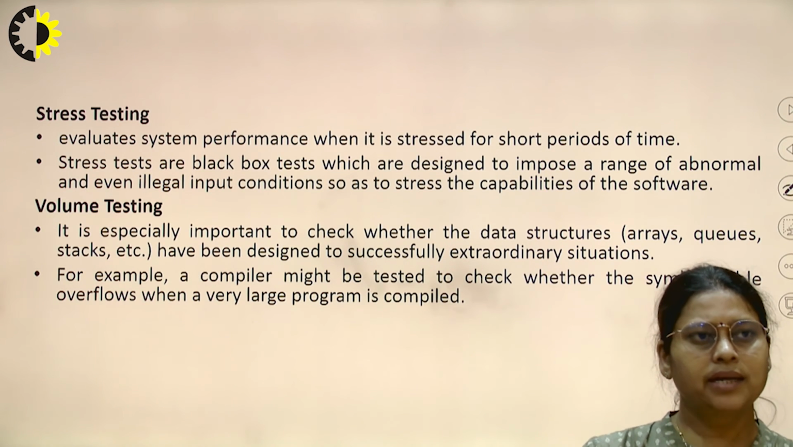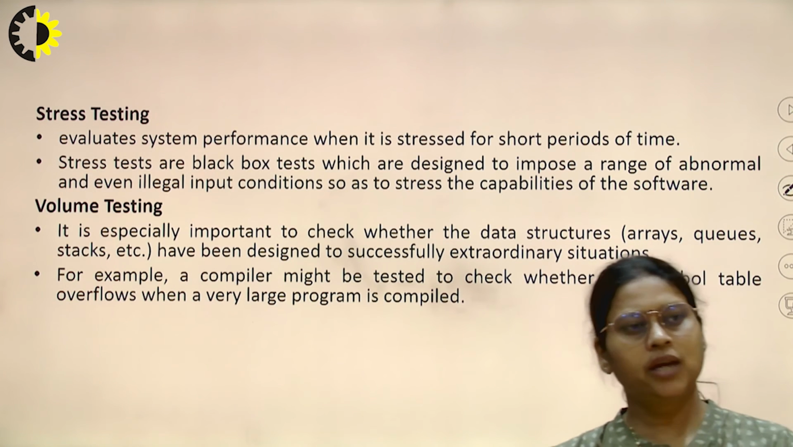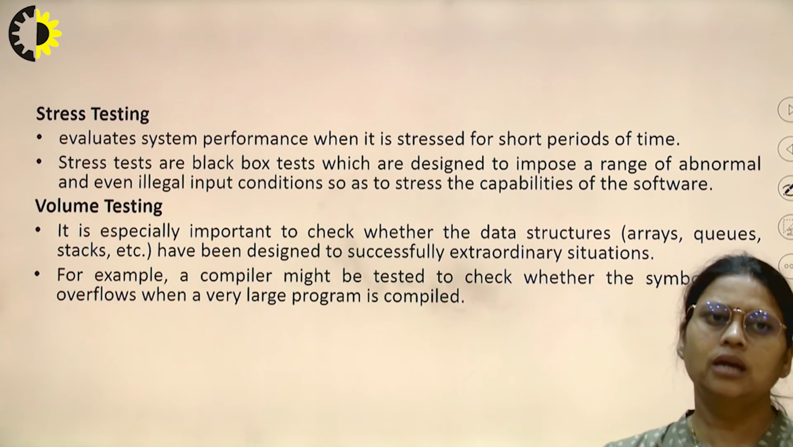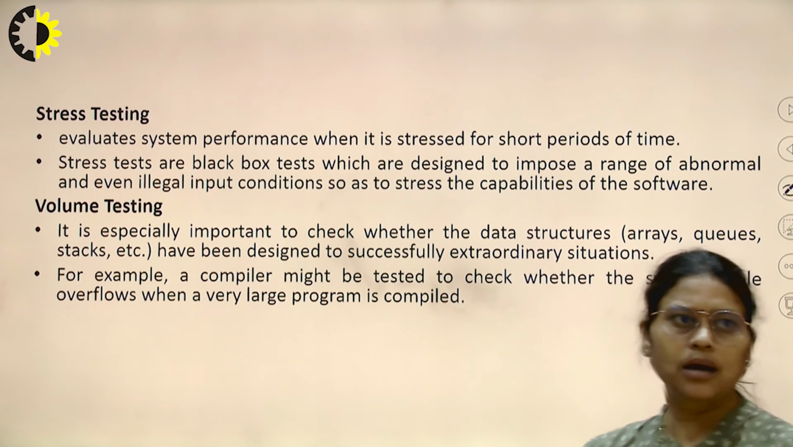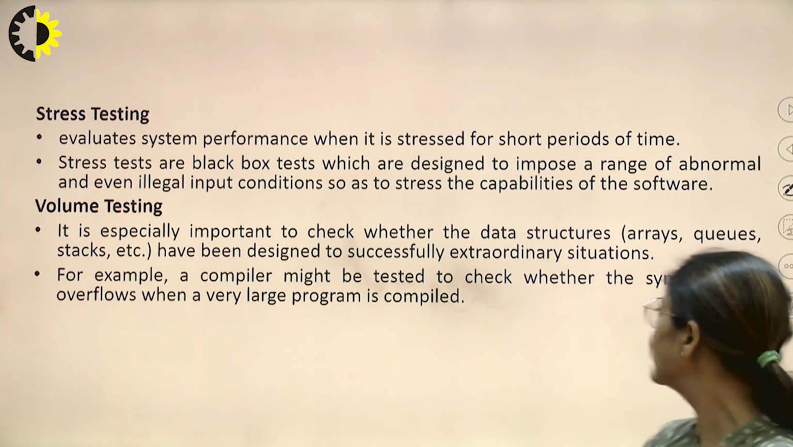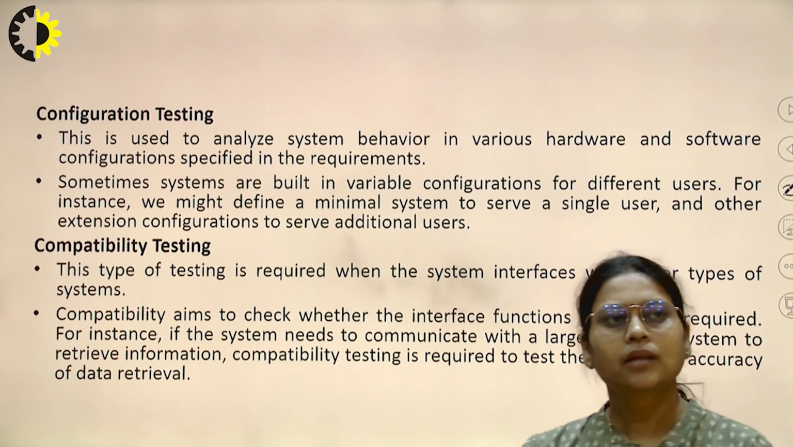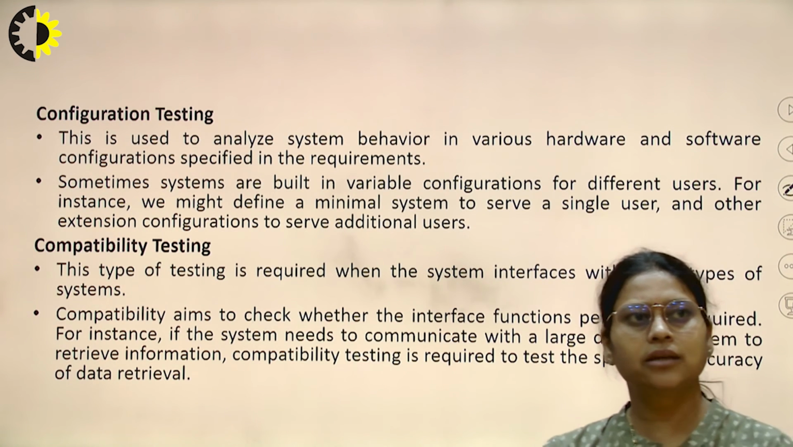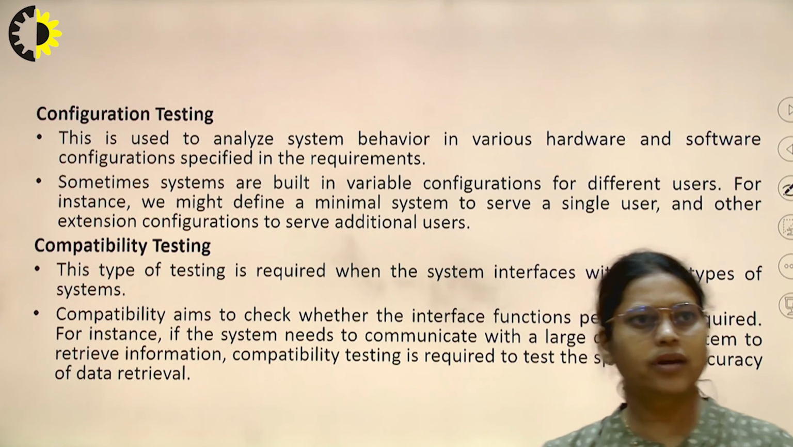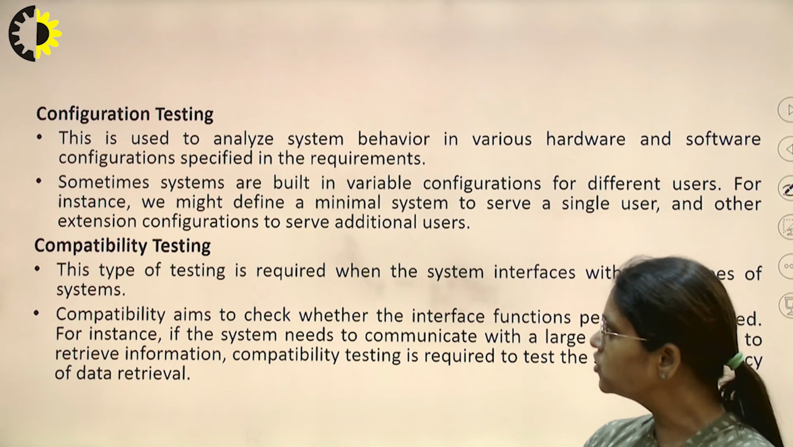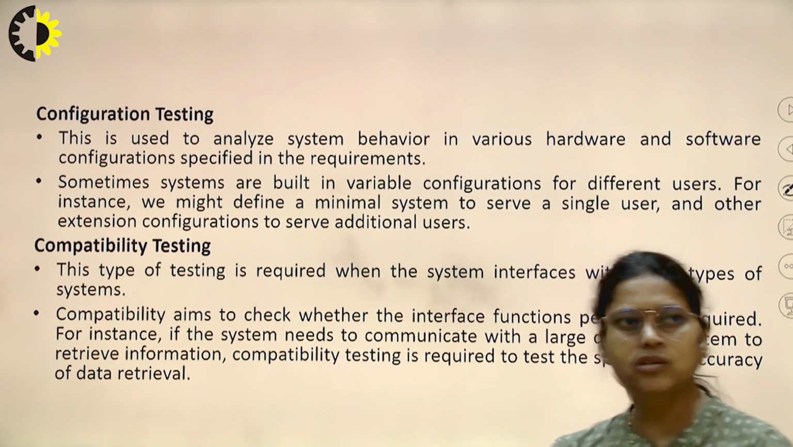Next is volume testing. It is especially important to check whether the data structures, arrays, queues, stacks have been designed successfully for extraordinary situations or not. For example, a compiler might be tested to check whether the symbol table overflows when a very large program is compiled. Configuration testing is used to analyze system behavior in various hardware or software configurations. So we check some hardware configurations and software configurations of the software.